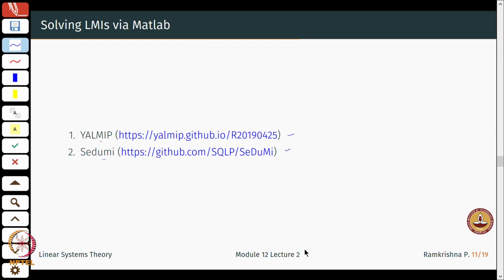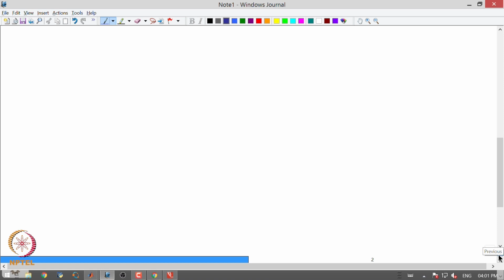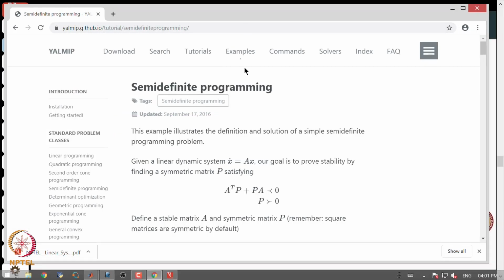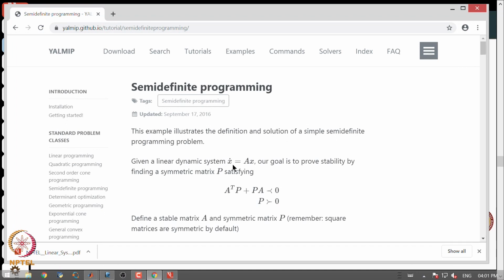So the first thing, let's start by solving a very simple problem, not stabilization, but the stability problem. For example, check whether a given A is stable. It could be continuous time or discrete time, both. Okay, I'm just at this YALMIP website. There are a bunch of tutorials which you can go through. Ours comes in the category of semi-definite programming. So start from here.